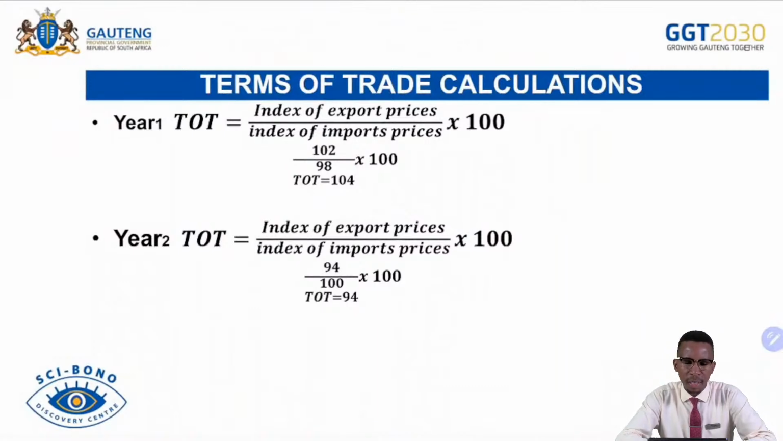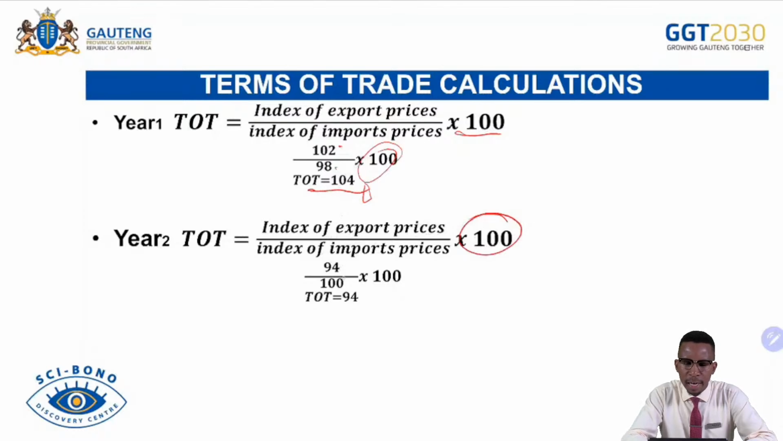So using the previous table, we say index of export prices divided by the index of import prices multiplied by 100. So that is 102 over 98 times 100, we get 104. Those are our terms of trade for year number 1. If we check year number 2, we keep the formula: index of export prices divided by the index of imports multiplied by 100.